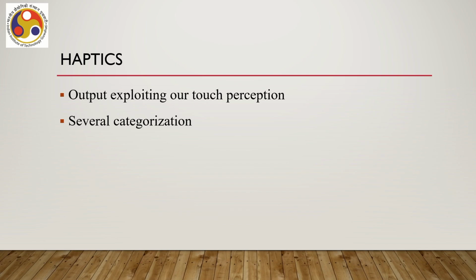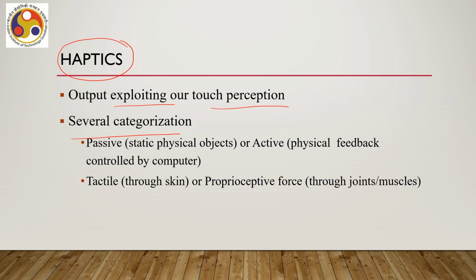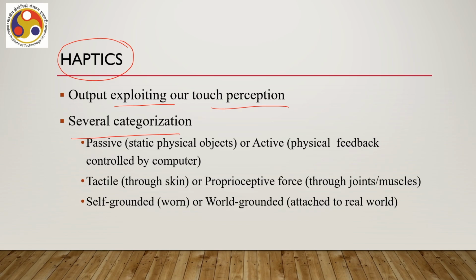Then we have haptic rendering systems, or systems that activate our touch sensation. Now, haptics are outputs exploring our touch perception, and the type of haptic outputs that we can use can be categorized in different ways. We can have passive versus active devices. We can have tactile versus proprioceptive devices. We can have self grounded versus world grounded devices.